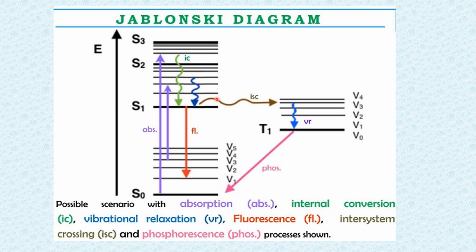Next is intersystem crossing. Intersystem crossing is when the transition is between different spin states, or different spin multiplicity. From S1 to T1, it is intersystem crossing. And when this transition is from T1 to S0, as it is the ground state, this intersystem crossing is called phosphorescence. And that's all about the Jablonski diagram. I hope that you got my points. Thank you.